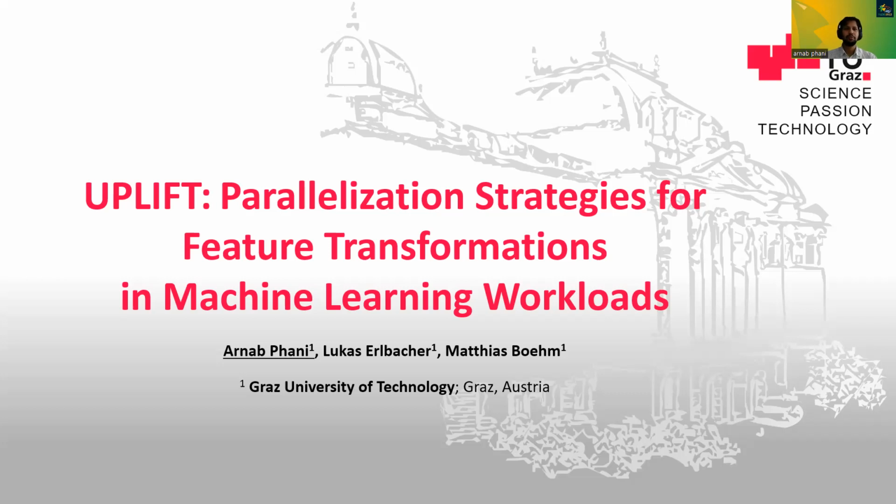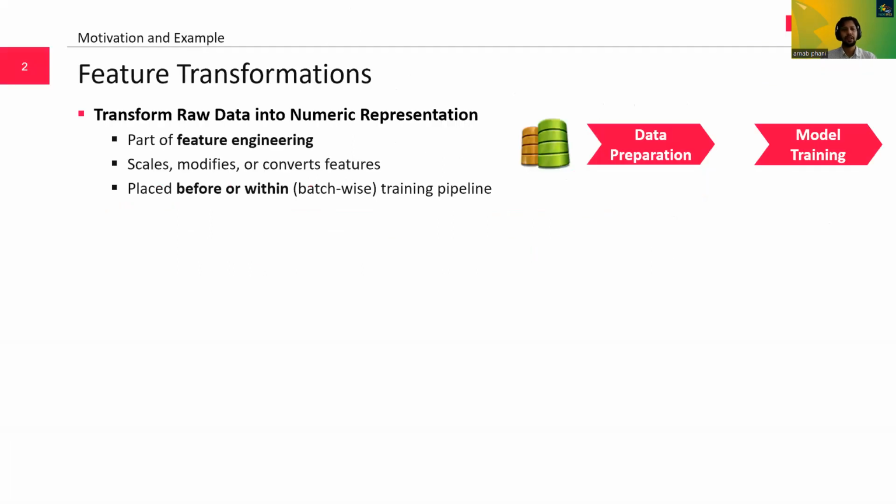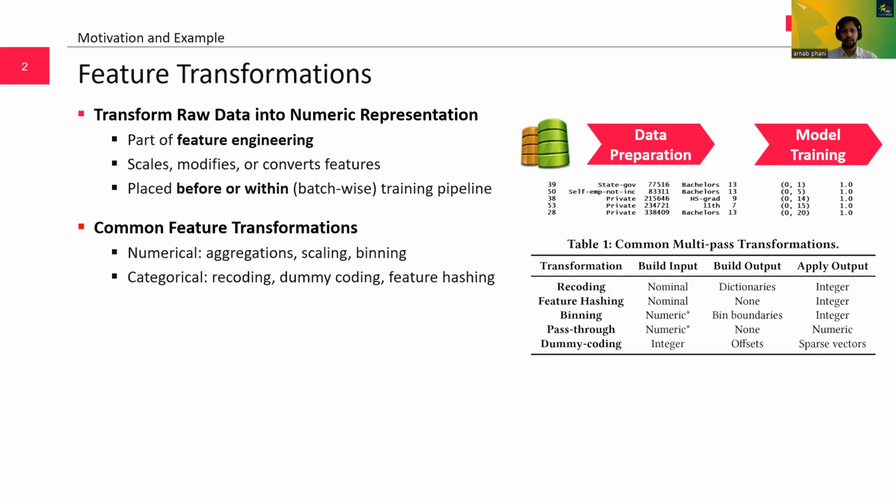In this talk, I'm going to present our paper, Uplift: Parallelization Strategies for Feature Transformations in Machine Learning Workloads. Feature transformation is a part of feature engineering that scales, modifies, or converts features into numeric representations. Feature transformations are typically placed after data cleaning and before or within the training pipelines.